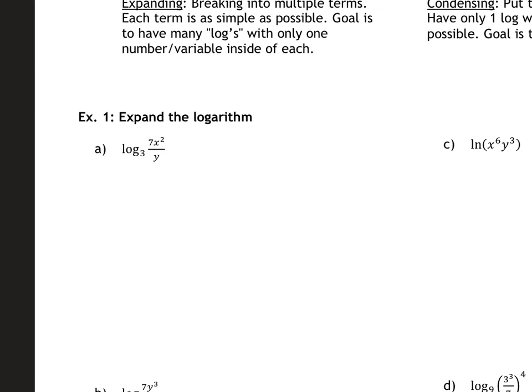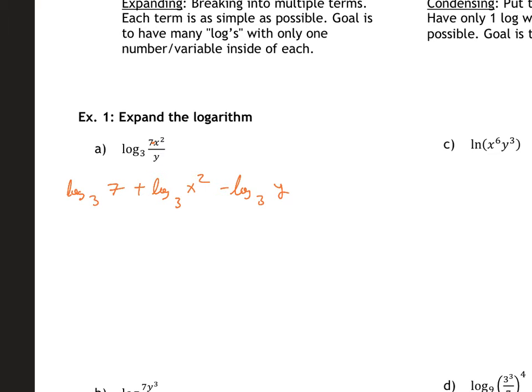So here, what I like to look at here is this is a multiplying and this is divide. So I'm going to go ahead and split. Anything I'm multiplying up top is going to be a positive one. Anything in the denominator is going to be a negative one. So I got log base 3 of 7 plus log base 3 of x squared minus log base 3 of y.